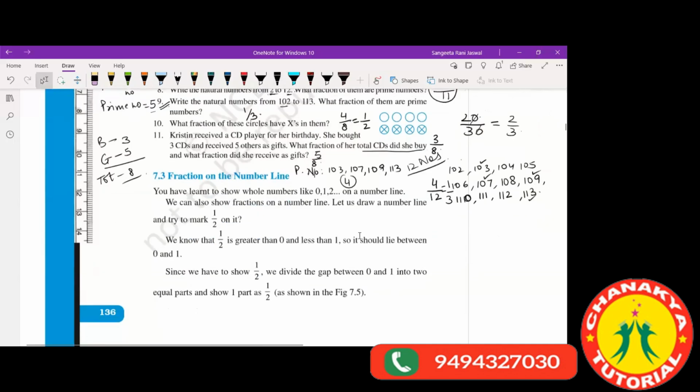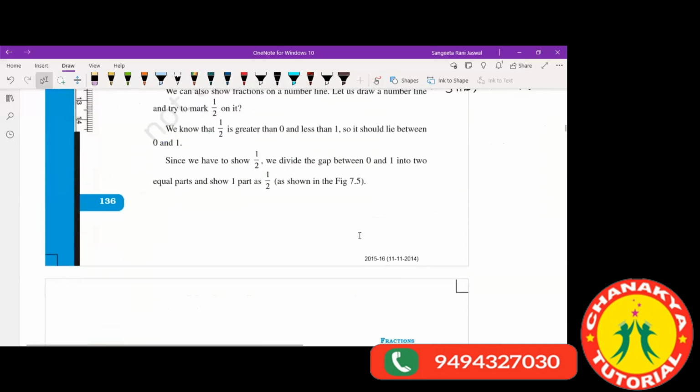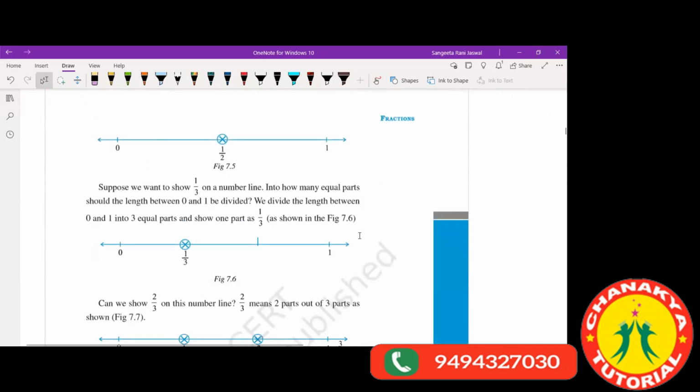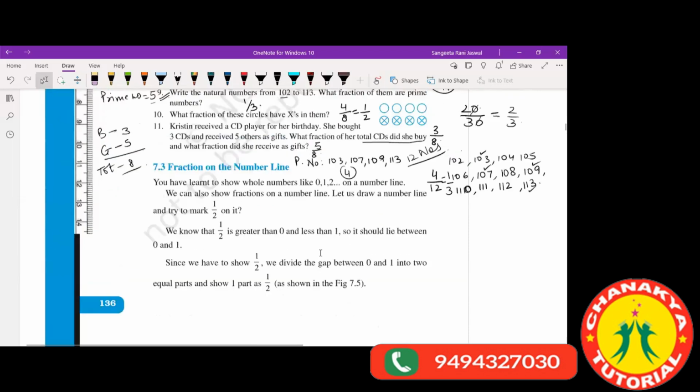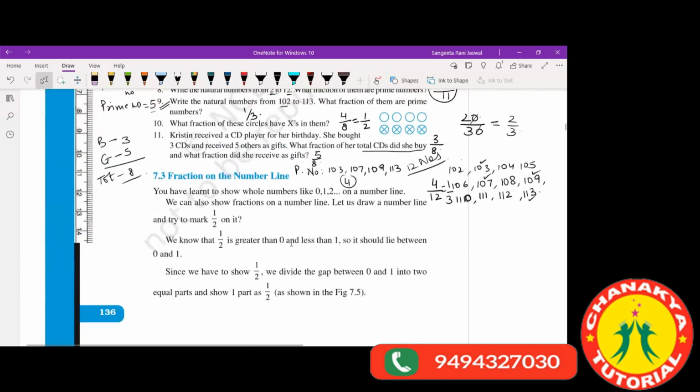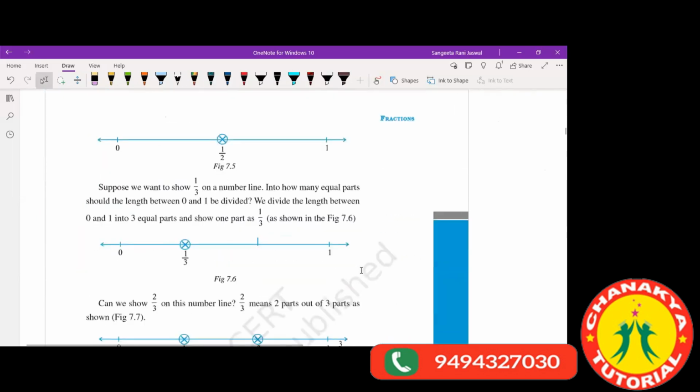Okay. Fraction on the number line. Suppose you have a fraction like 1/2. So 1/2 lies between 0 and 1. Half is greater than 0, less than 1, so it should lie between 0 and 1. Now, suppose we want to show 1/3 on the number line. Into how many equal parts should the length 0 to 1 be divided?